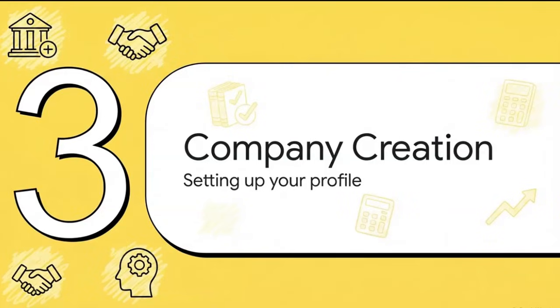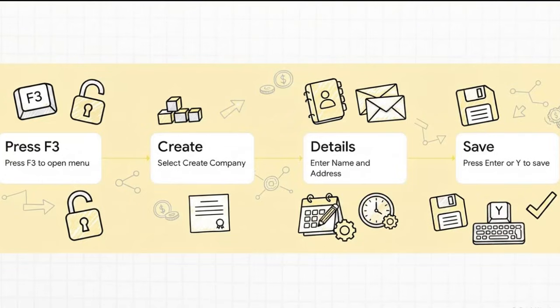All right, Section 3, Creating your company. Let's build your profile. So, by pressing the F3 key, you unlock the main setup menu. This is where you'll punch in your mailing name, your address, and your financial year start dates. And hey, quick side note, your financial year might not always be today's date, right? Especially if you're entering backlog data from previous years. Once you've got all that filled out, just hit Enter or press Y to save.